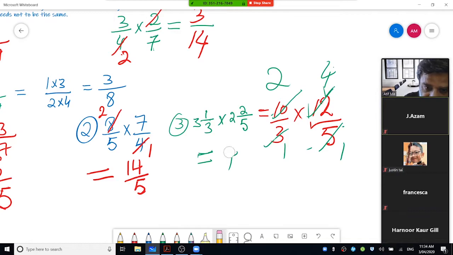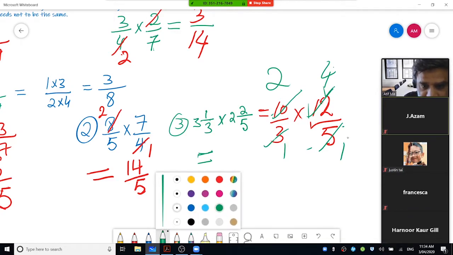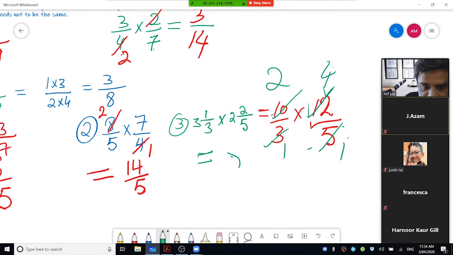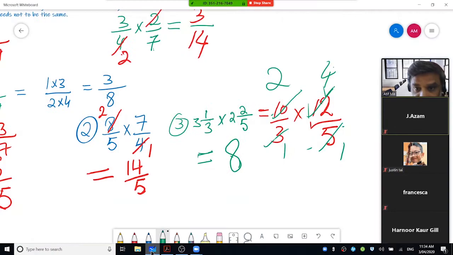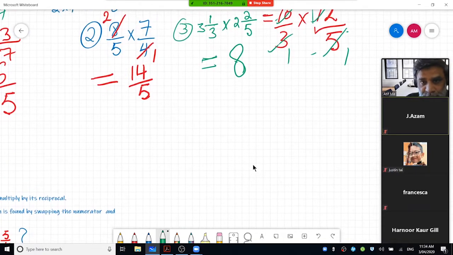Yeah, I have to rub this, and it becomes now 8. I hope it's correct now. Okay, I just do it again. I hope I'm not making a mistake. So somebody asked to do it again, so I would do it again.